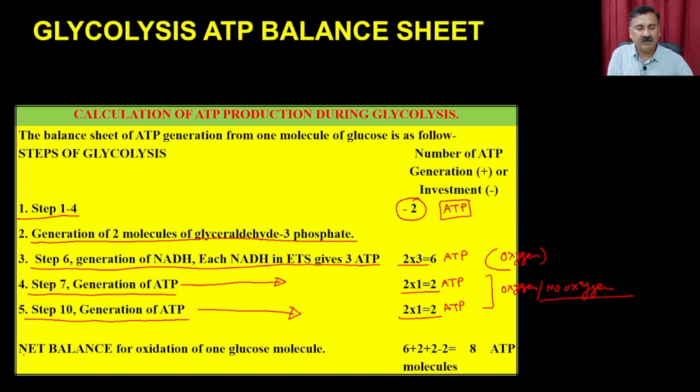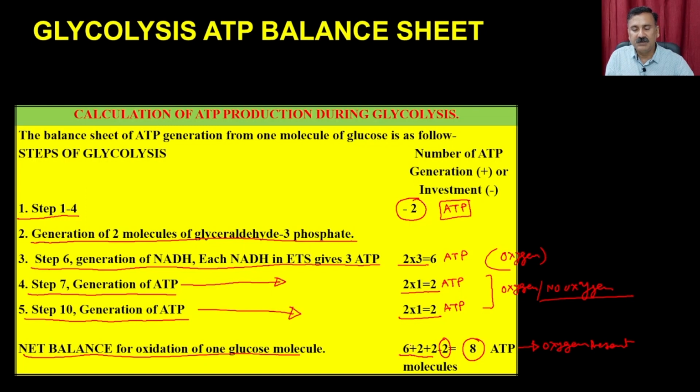This means if you see the net balance, the net balance is 8 ATP if the oxygen is present, which means if it is aerobic oxidation. You have first consumed 2 molecules of ATP to commit the glucose molecule for carbohydrate metabolism, and then you have produced 10 molecules of ATP. You have consumed 2 molecules, and that's why you are going to have 8 molecules of ATP.